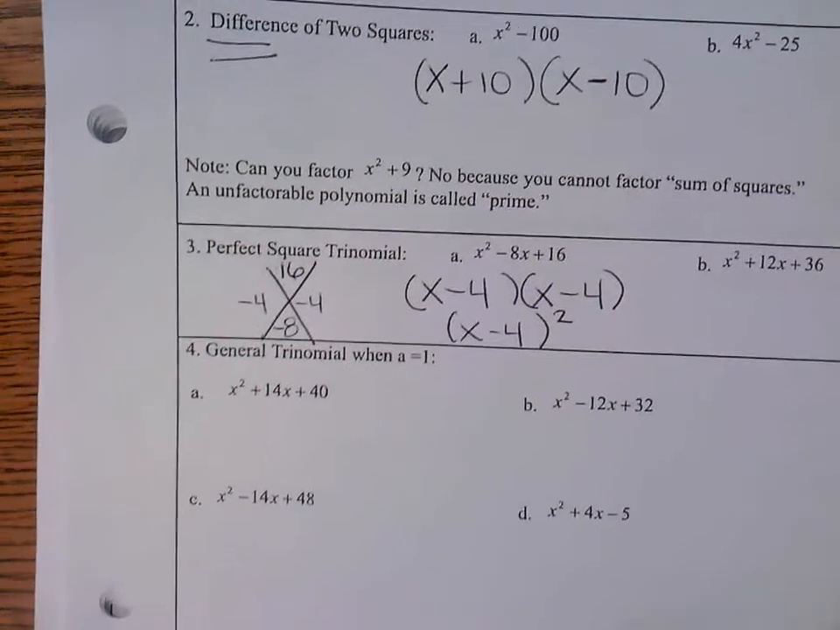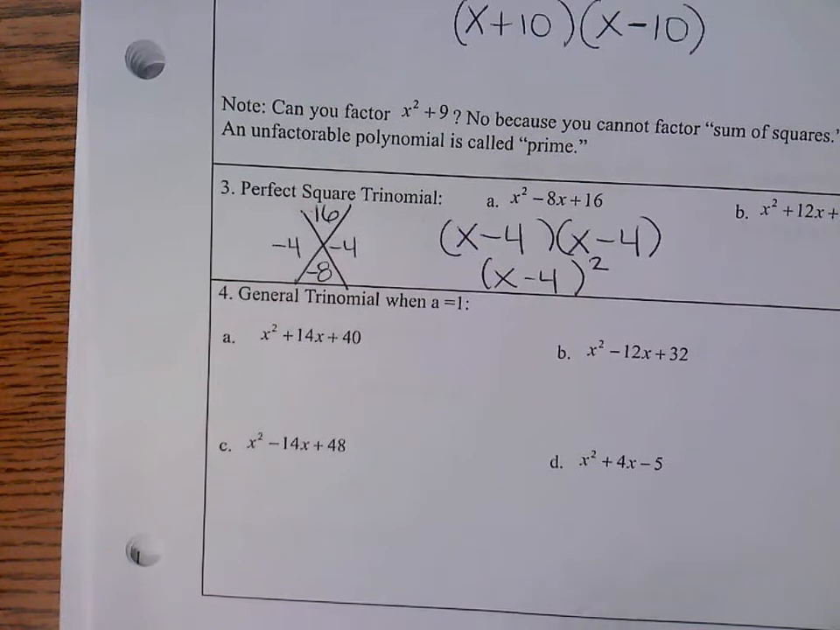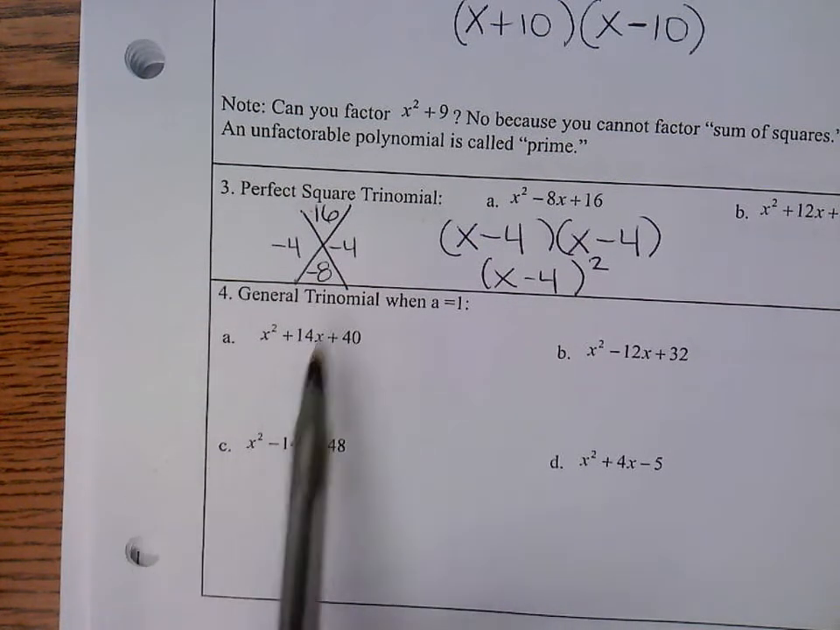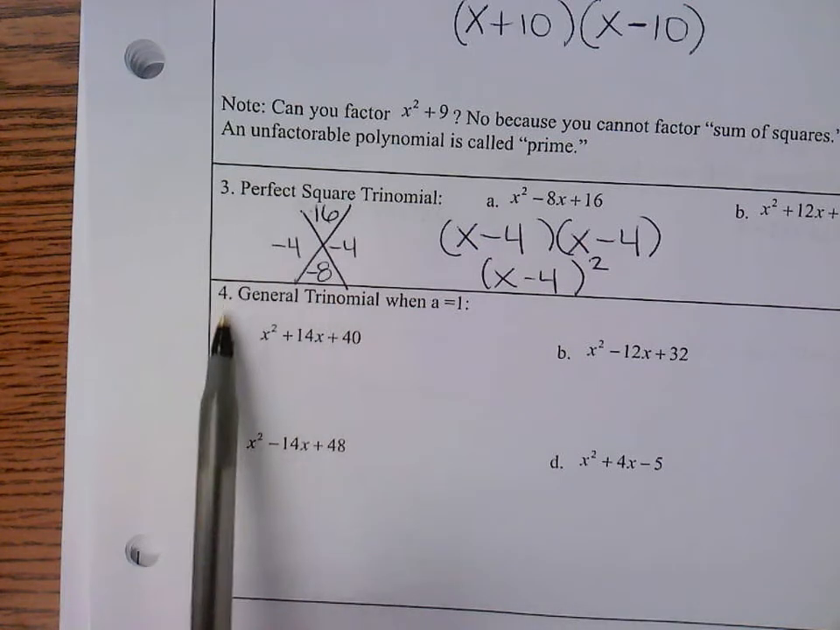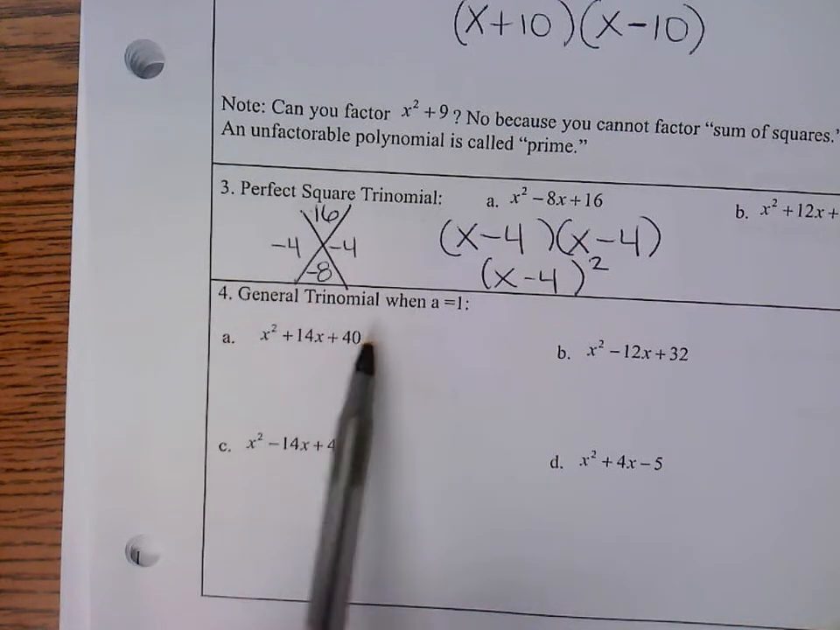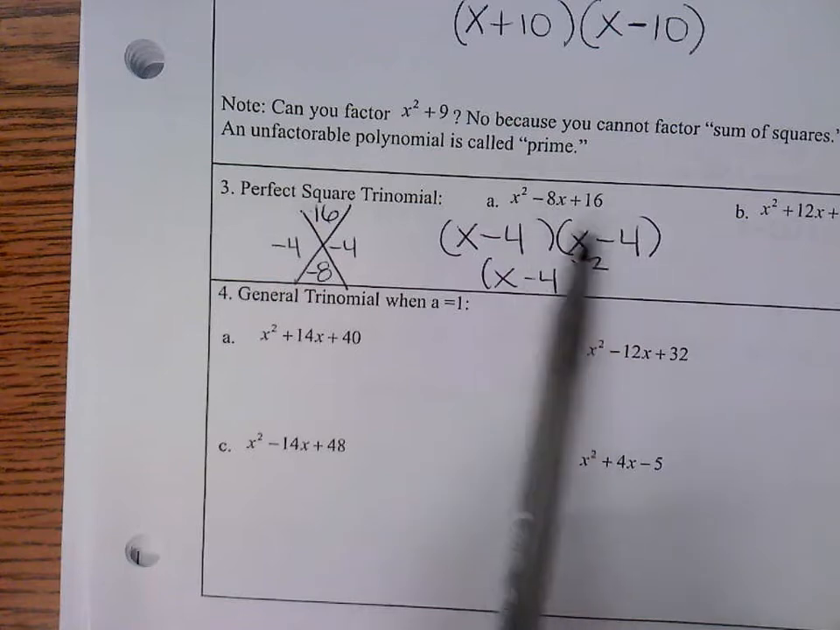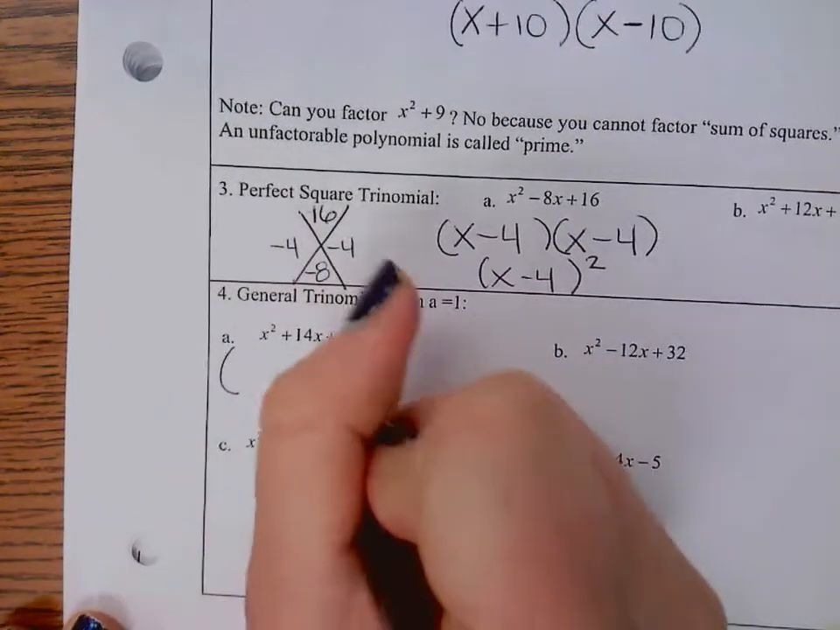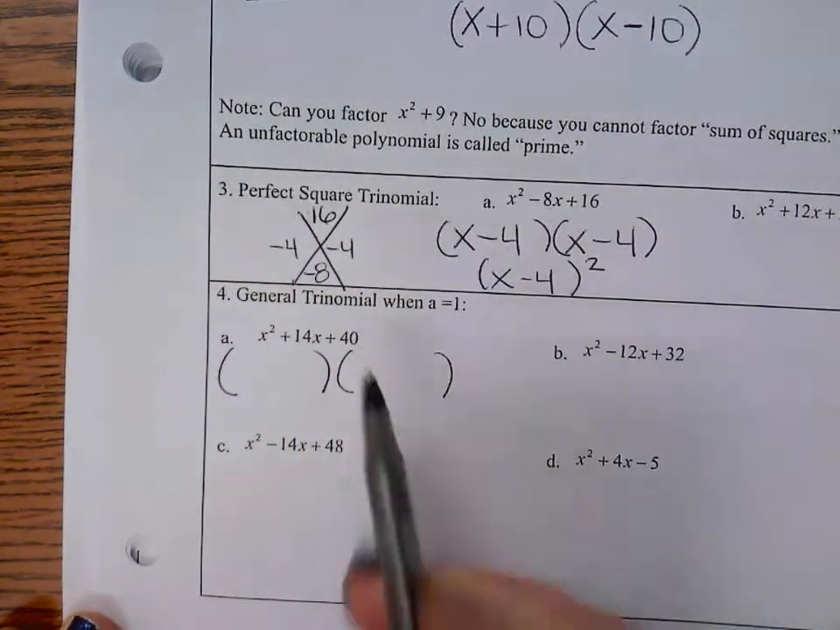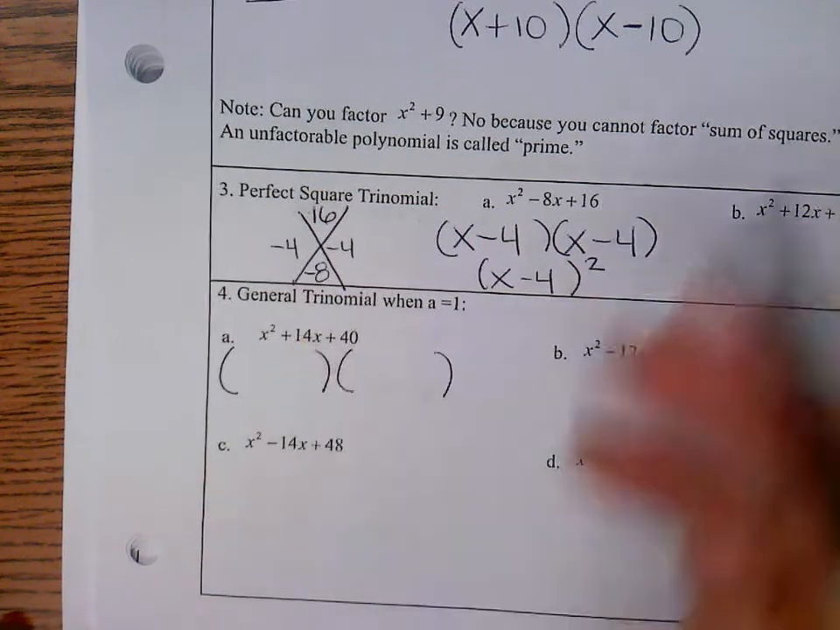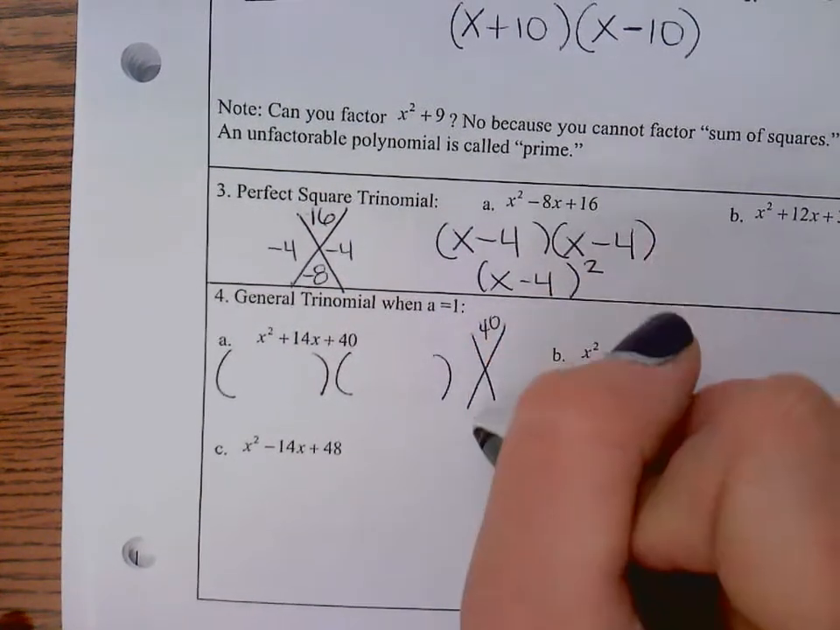So I'm just going to do 4a and 5a, and then maybe you can try 4b and 5b if we have time. So this is just another trinomial again. A is 1. It's just not going to come out as a perfect square trinomial. So what are the factors of 40 that would add up to 14? Right? The factors of 40 that add up to 14.